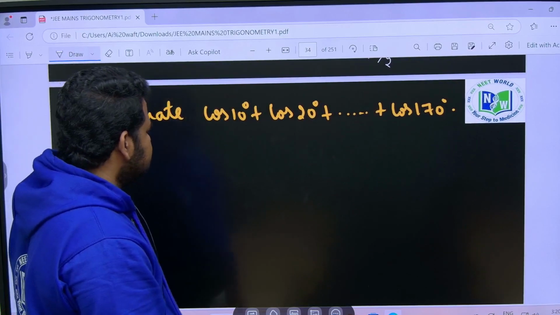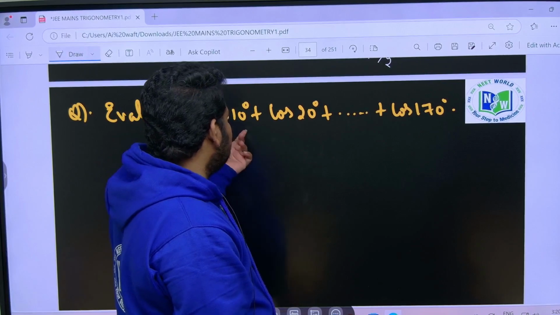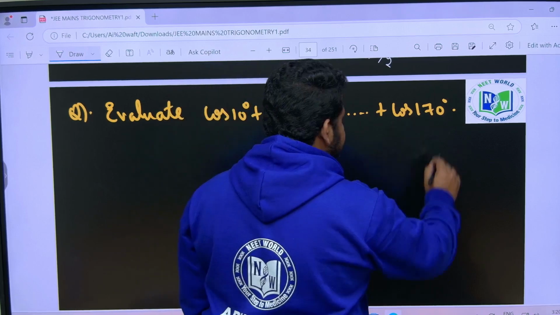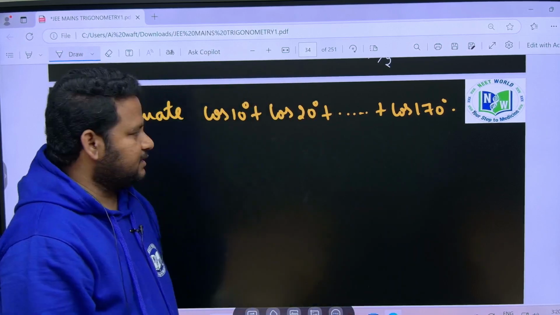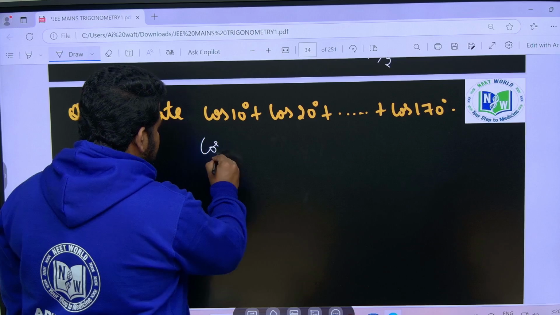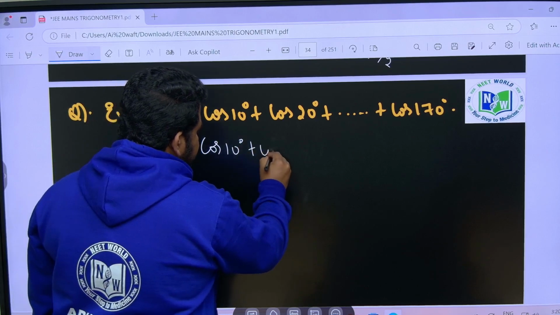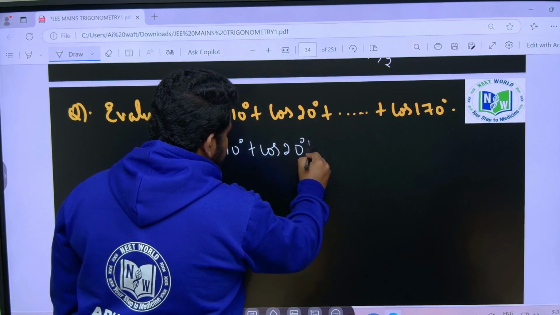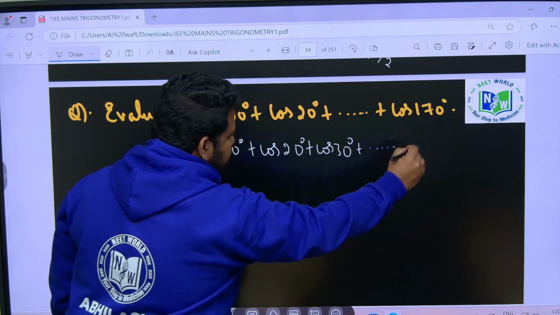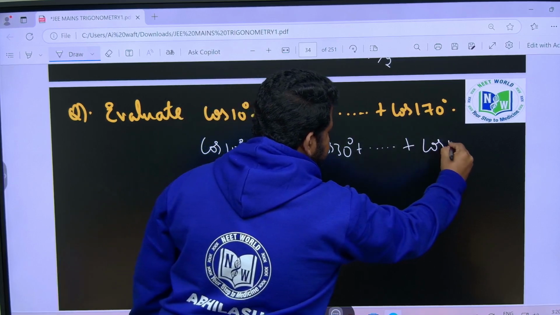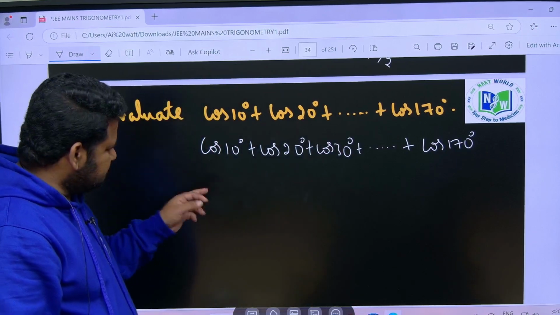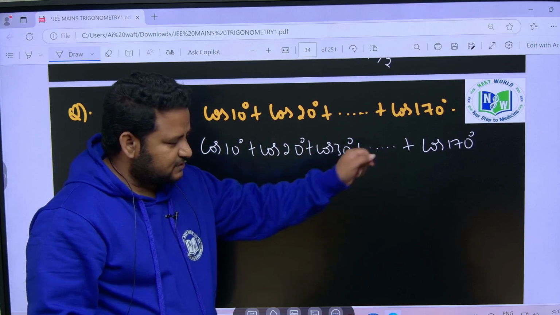Look at this, friends. We are given: evaluate cos 10 degree plus cos 20 degree plus cos 30 degree, and so on up to cos 170 degree. Now how to solve this question? Let us write it down: cos 10, cos 20, cos 30, plus up to cos 170. Okay. By looking at this, there is cos 10 and there is cos 170.